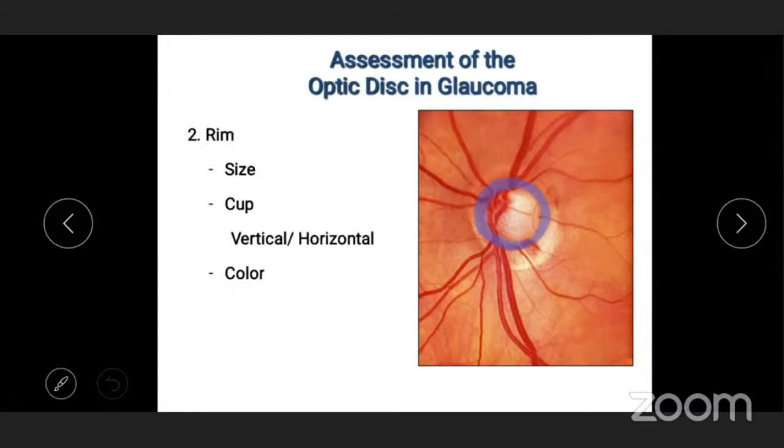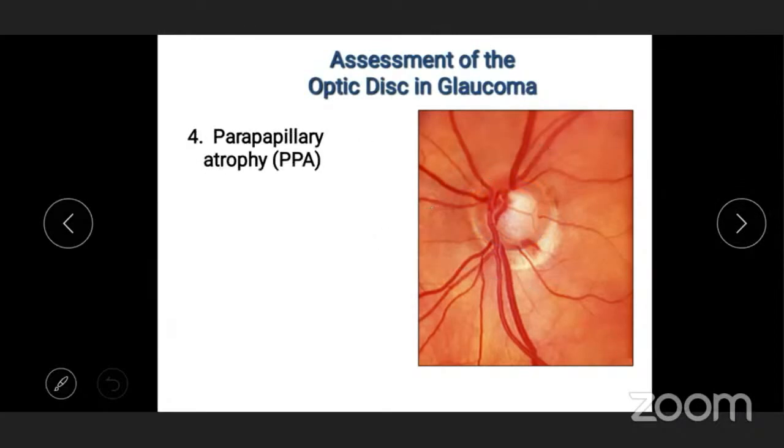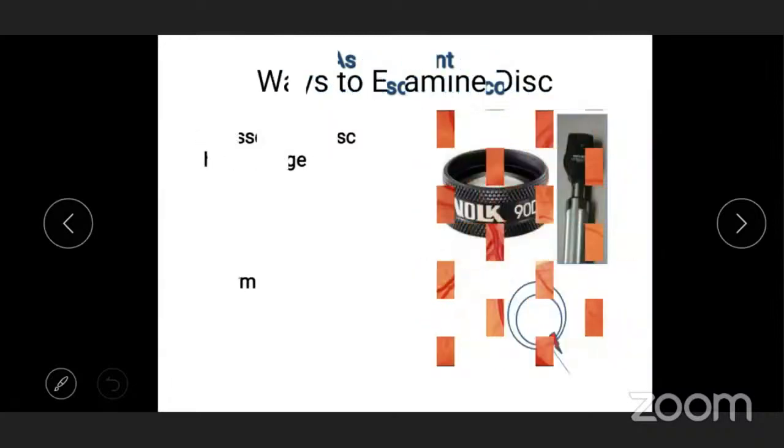The vertical one is the most important one in glaucoma. Keep that in mind, more than horizontal. And also in the rim, we look at the color. Third thing is the RNFL. Like I said, the parapapillary atrophy, PPA in short, is the beta zone, which is more important. I'll come to that later. The hemorrhages, which may be hidden and subtle, so look for them carefully. The blood vessels, and of course, the asymmetry.